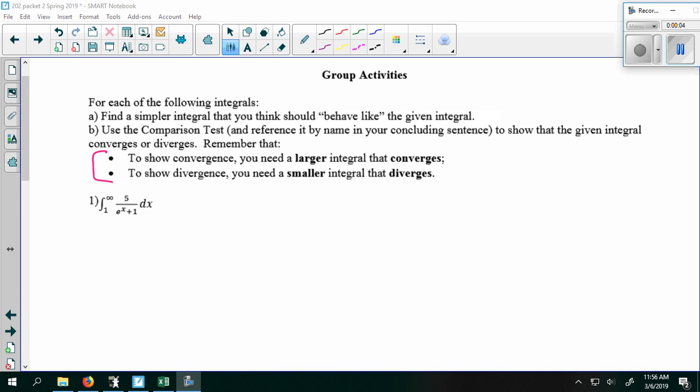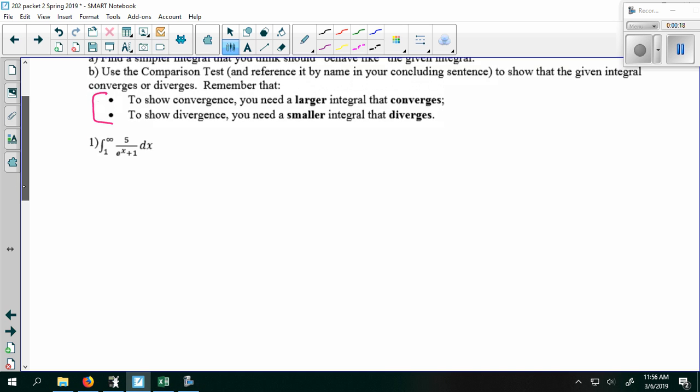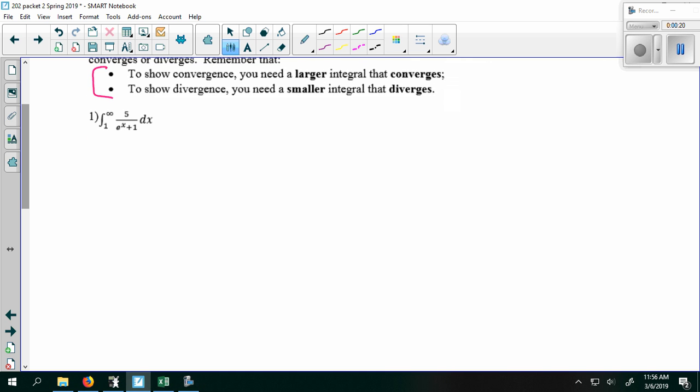Okay, so for each of these integrals, we want to find a simpler integral that we think might behave like the given integral, and then use the comparison test to show that the given integral converges or diverges. So we've got a little reminder: to show convergence, you need a larger integral that converges, and to show divergence, you need a smaller integral that diverges.